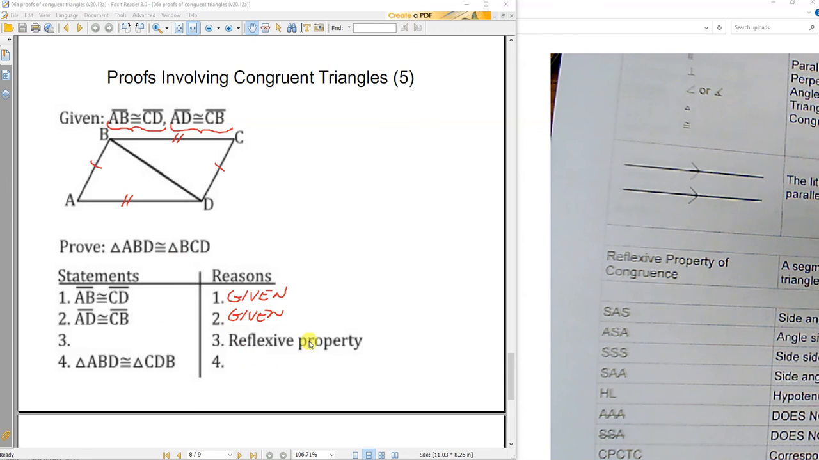Use the reflexive property. Oh, well, this guy is congruent to itself. BD is congruent to BD. How do I know? Reflexive property. How do I know the two triangles are congruent? Side, side, side.